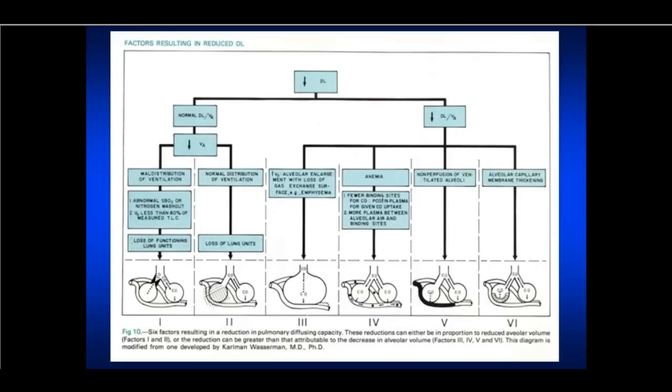But anyway, here's a nice little graphic here. You've got a decreased DLCO overall. It can be decreased in the context of normal DL over VA, so this denominator is smaller than it should be, or it can be decreased in the context of an elevated or normal VA. And they have different pathophysiological implications, as you can see here in these diagrams. I'm just going to walk through a couple, three of the more important ones.